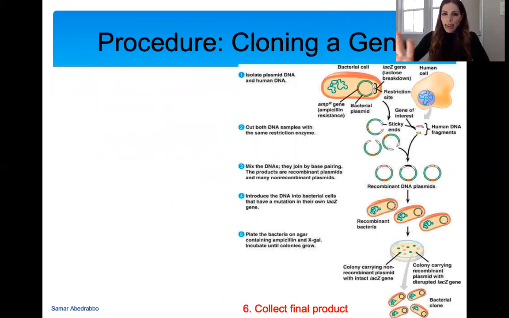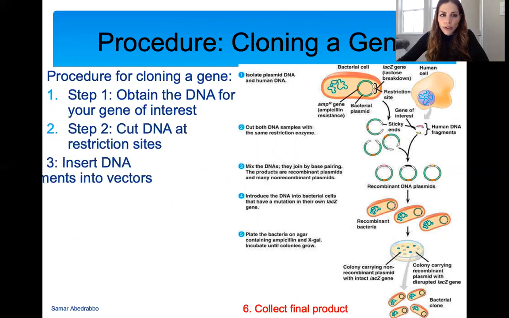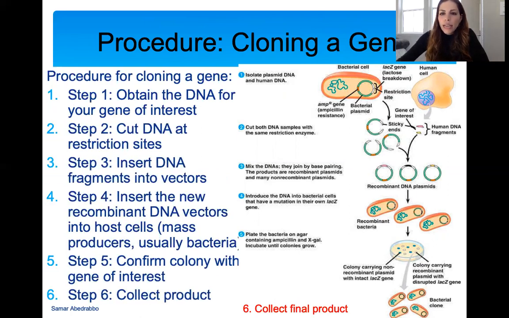Okay, so just to recap this whole thing of how it's done. These are the steps that we talked about. We're going to go through this picture just to talk about it again. With cloning a gene, you're going to isolate plasmid DNA from your bacteria, and you're going to get your human DNA of interest. You're going to cut the gene that you're interested in, or the DNA from the human, and the plasmid with the same restriction enzymes. Once you cut them with the same restriction enzymes, they'll have extra bases that we call sticky ends. When you put them together, they'll hybridize, so the plasmid will stick to the DNA fragment. Now you have your recombinant DNA plasmid.